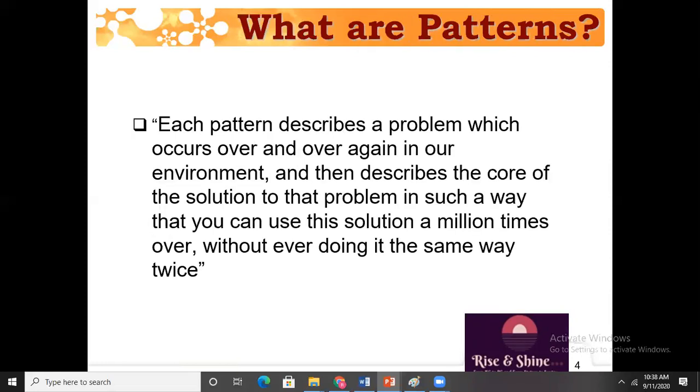So what is pattern? Pattern is nothing but a combination of the problem which occurs over and over again in software development, and then describes the solution to that problem in such a way that we can use that solution millions of times without ever doing it the same way twice. So in general terms, pattern means it is a combination of problem, the context in which that problem occurs, and what are the possible solutions in that context for that problem.